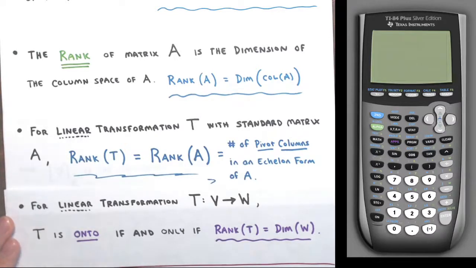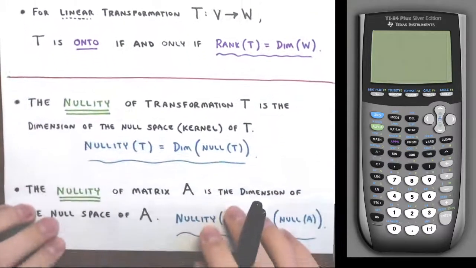All right, so those are a few points to make about the rank of a transformation. On the next couple pages, I have very similar points to make about the nullity of a linear transformation. All right, so here we go.